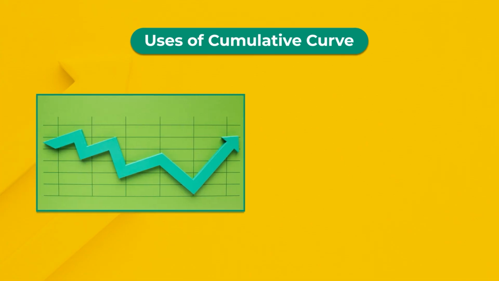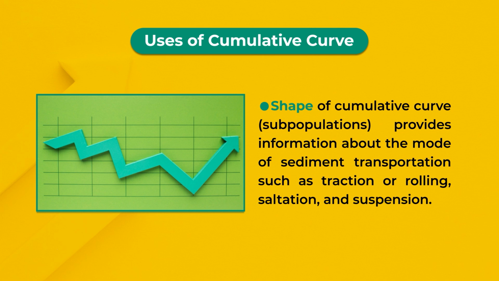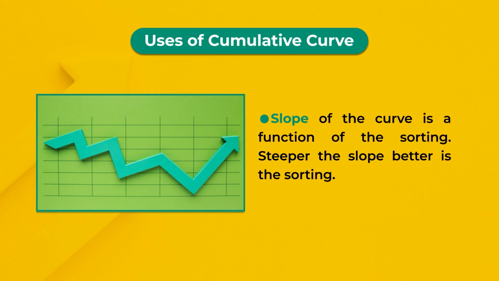The use of a cumulative curve is that its shape gives you information about the mode of sediment transport, such as whether the sediment was formed by traction, by rolling or saltation, or by suspension. And the slope of the curve is a function of sorting. The steeper the slope, the better the sorting.